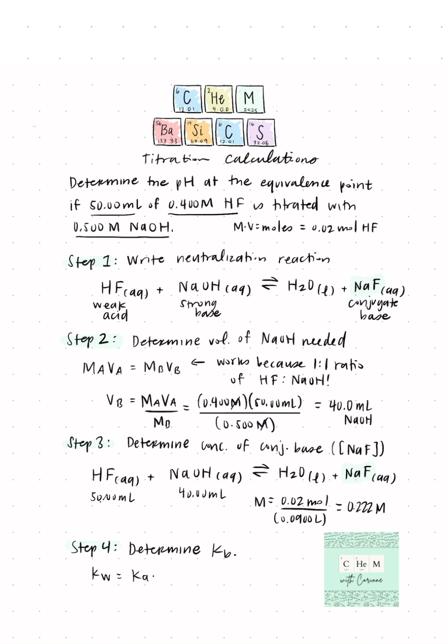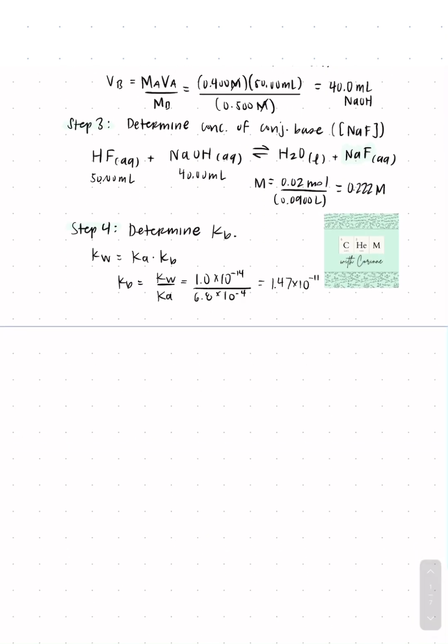To do that, you have to remember Kw is equal to Ka times Kb. Kw and Ka are just given constants. So for hydrofluoric acid, Ka is 6.8 times 10 to the negative fourth. We'll use that to find our Kb value. This is assuming we are doing this at a temperature of 25 degrees Celsius, because remember, any of those K values are temperature dependent. You're like, okay, what's going on now?